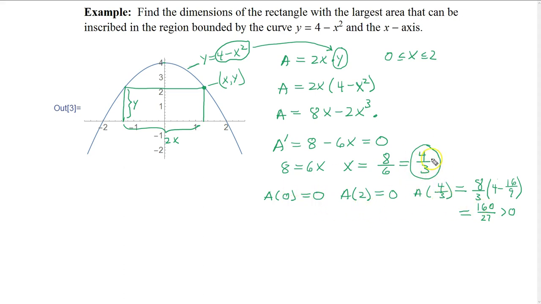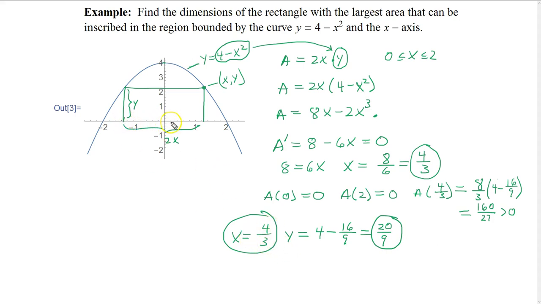So we found our x-coordinate. To find the y-coordinate, just plug 4/3 back in here for x. So we found that x is 4/3, y is 4 minus 4/3 squared. That's just going to be 16/9. And so we're looking at 36/9 minus 16/9, so we're looking at 20/9. And so the dimensions of our rectangle would actually be 8/3.